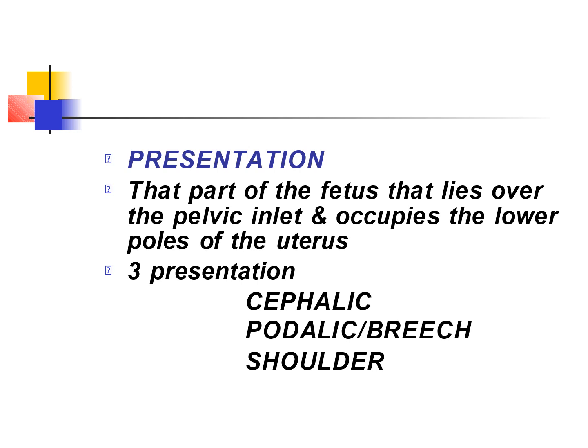So on the basis of this we are having three presentations: cephalic, that is if the head is in the lower pole of the uterus; podalic or breech if the buttocks is in the lower pole of the uterus; and shoulder if the shoulder is in the lower pole of the uterus. And we already have seen about the lie. In cephalic and podalic, the lie will be longitudinal. In the shoulder we have seen the lie is transverse.